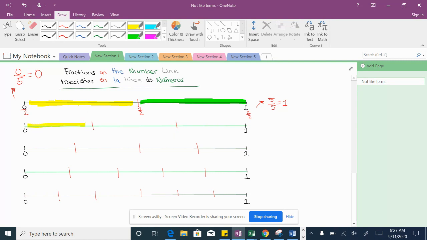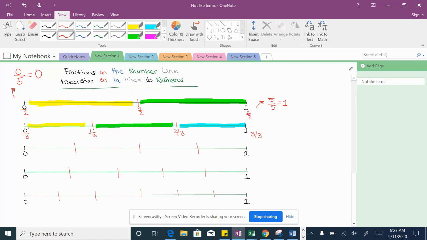Here we have one part, two parts, and three parts. I know my denominator is 3. 0 over 3, 1 over 3, 2 over 3, and 3 over 3. Aquí tenemos un parte, dos partes y tres partes. Entonces el denominador es 3. 0 de 3, 1 de 3, 2 de 3 y 3 de 3.